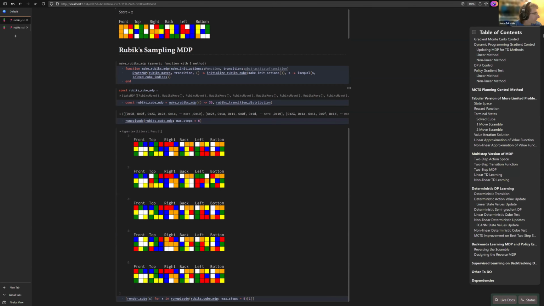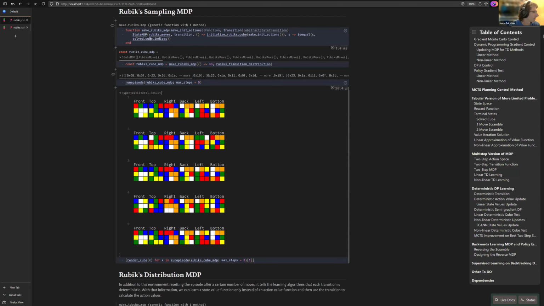Now, to make one of these MDPs, I have this function to create one. I just need to provide a list of the actions, which here are just the basic atomic moves, the transition function, and then the initialization function. And then this is to check if the episode is terminated, meaning: is the cube we have the solved one? If we have the solved cube, then the episode can be over.